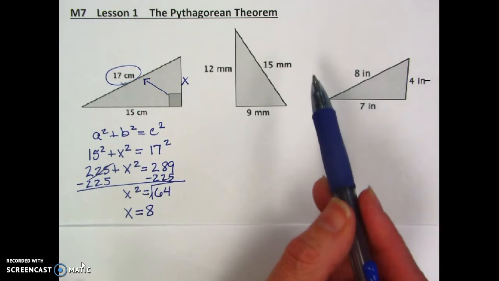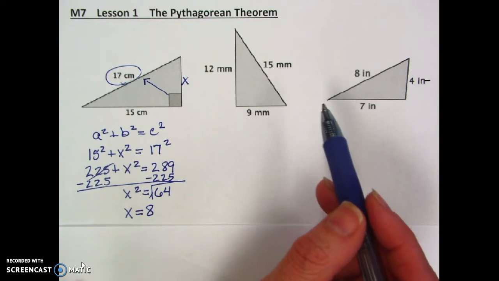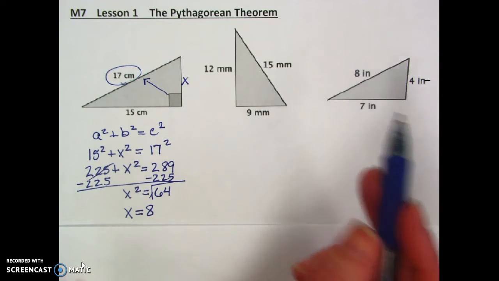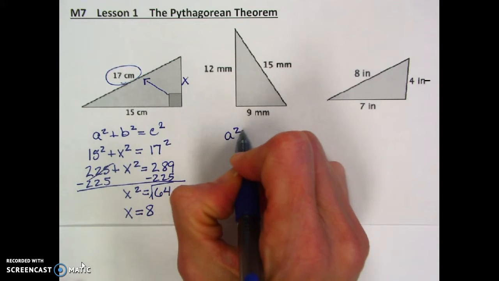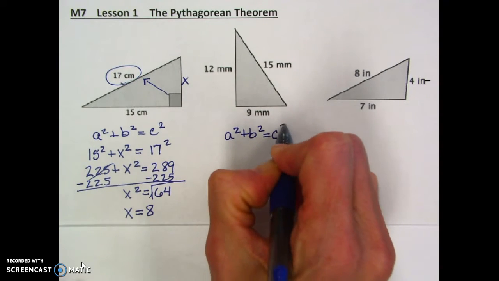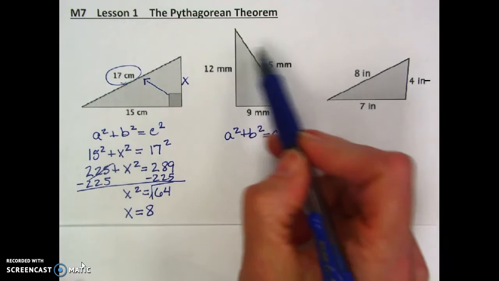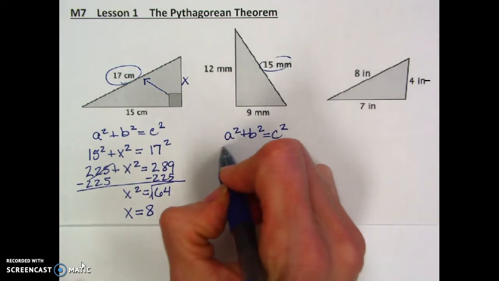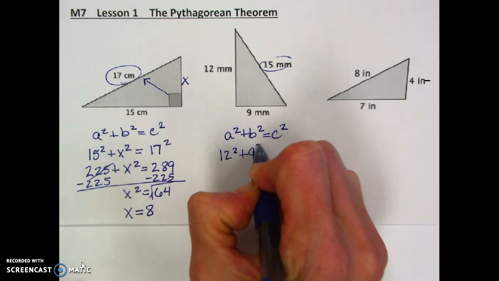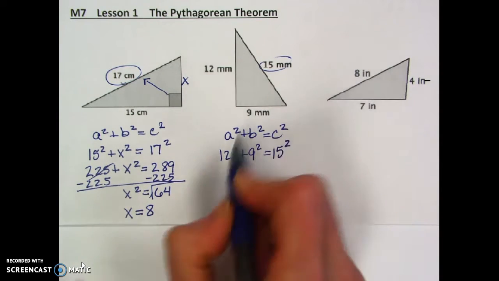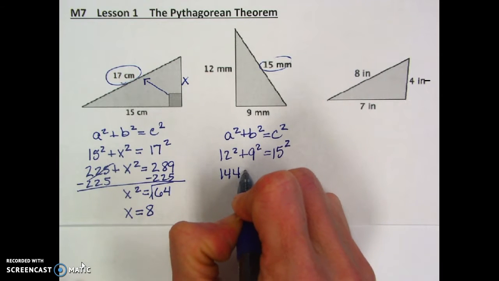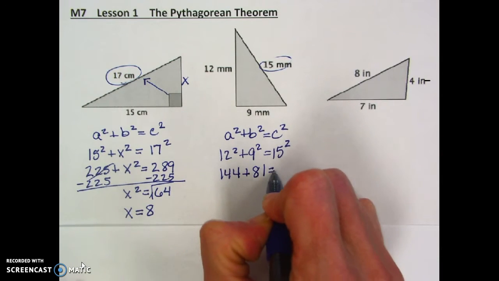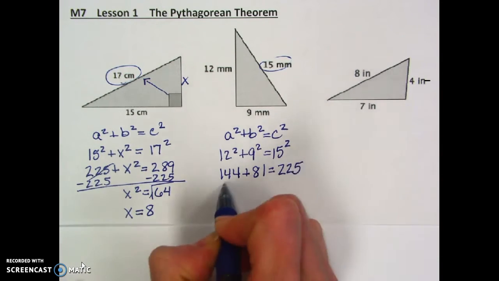Now, I said we can also use the Pythagorean theorem to prove whether we have a right triangle or not. So if I do the formula a squared plus b squared equals c squared, the largest side has to be your hypotenuse if it's going to work. So that's got to be the 15. So 12 squared plus 9 squared equals 15 squared. 12 squared is 144, 9 squared is 81, and 15 squared is 225.